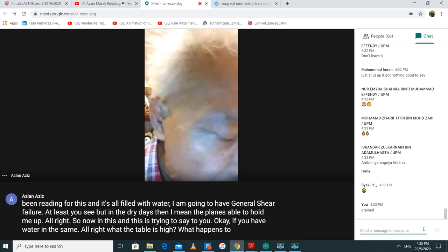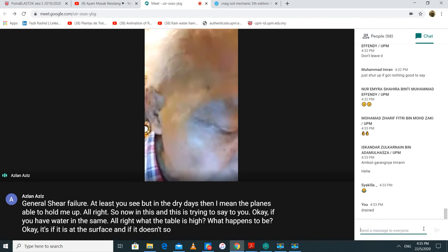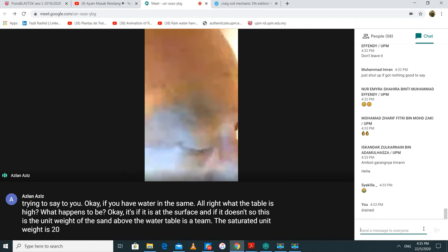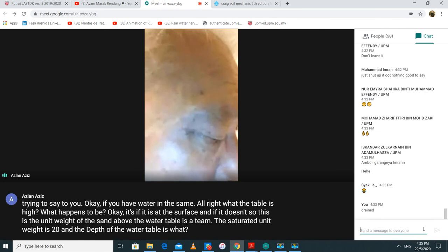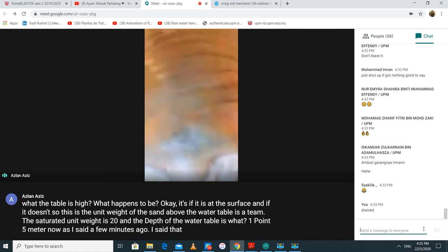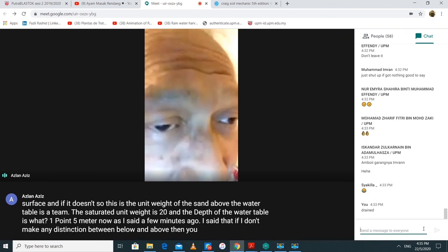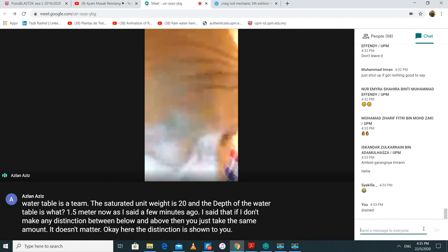So it says the unit weight of the sand above the water table is 18. The saturated unit weight is 20. And the depth of the water table is 1.5 meter. Now, as I said a few minutes ago, if I don't make any distinction between below and above, then you just take the same amount. It doesn't matter. Here, the distinction is shown to you. Then it says, the footing is 2.25 meters square.